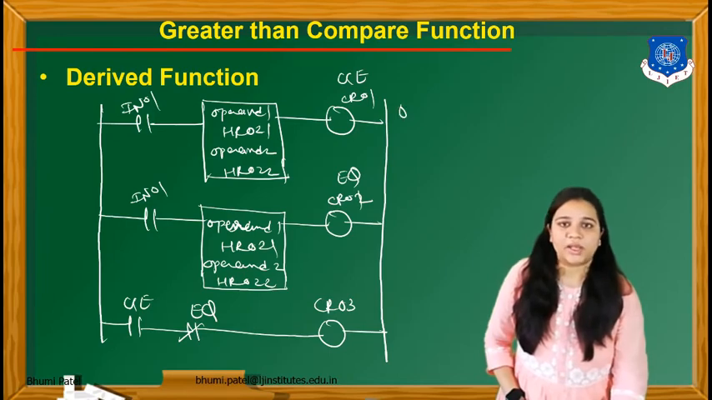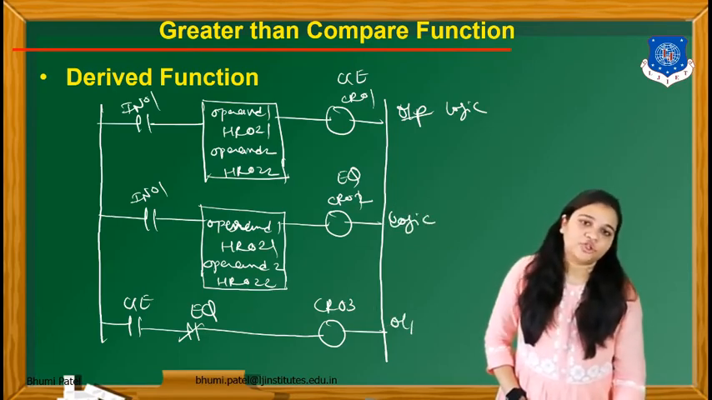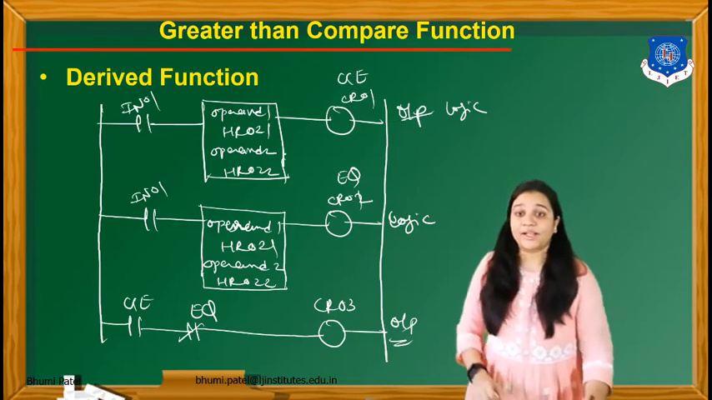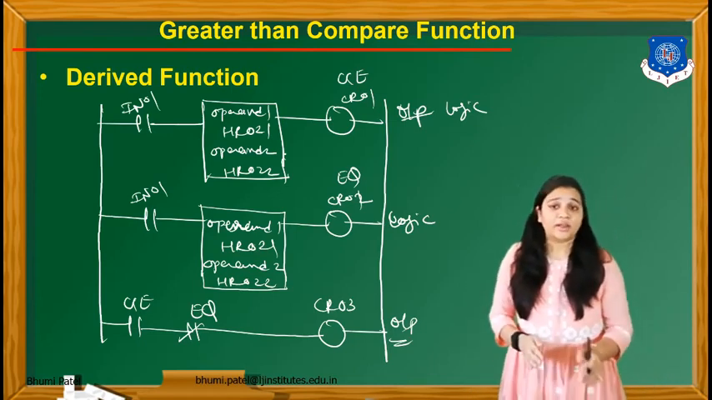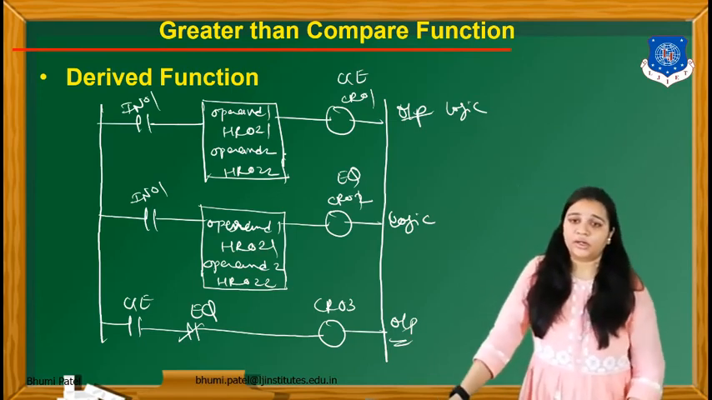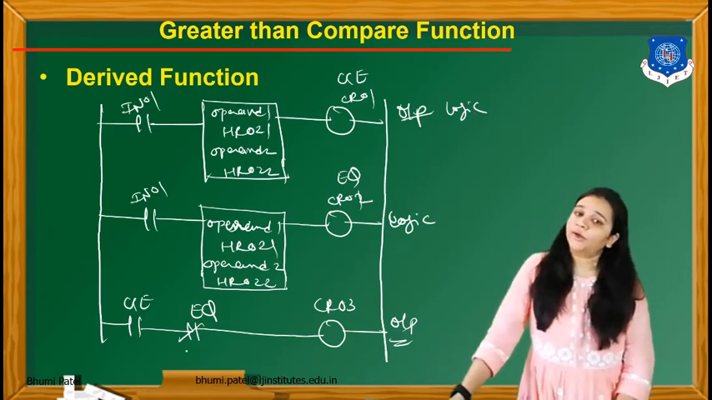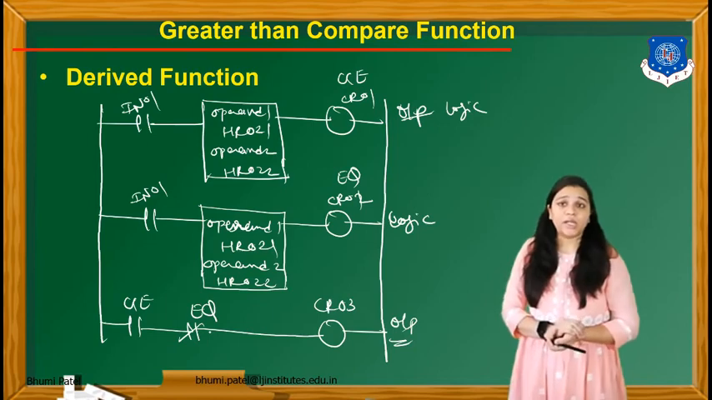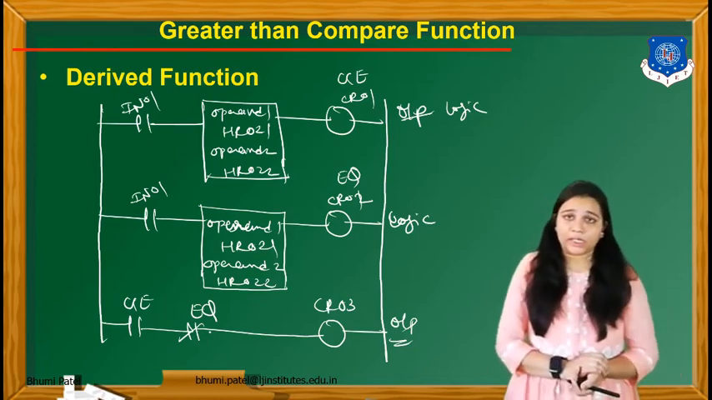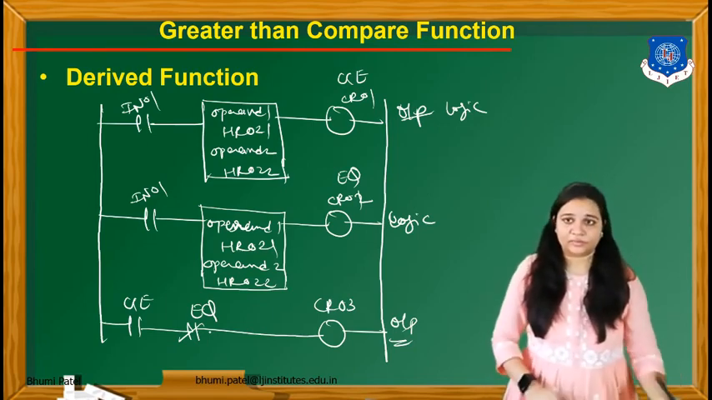So this is my output. This is the logic behind that, and this is my actual output. If both numbers are greater than or equal to, but we cannot accept the equal number, then we have to put equal to here as a normally closed contact. So this is the derived function of the greater than compare function.